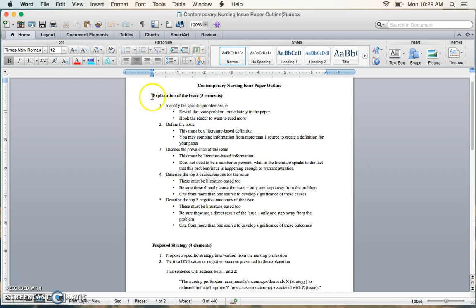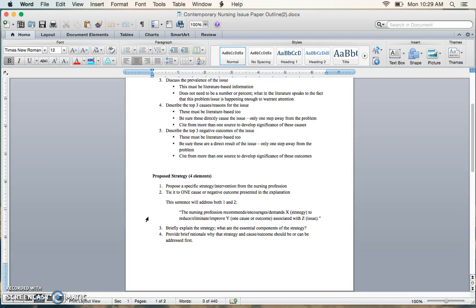So again, you're going to take the literature and the evidence that you find to culminate this explanation of the issue section. The next section that you'll be including in your draft this week is the proposed strategy. So this is essentially, what do you propose or plan to fix the issue?